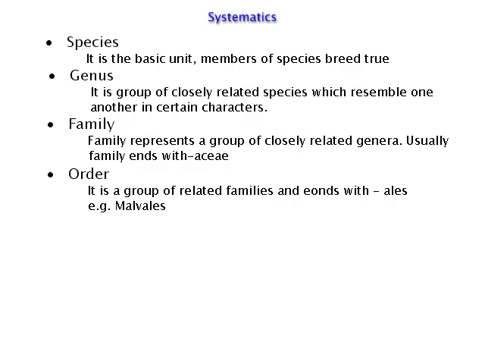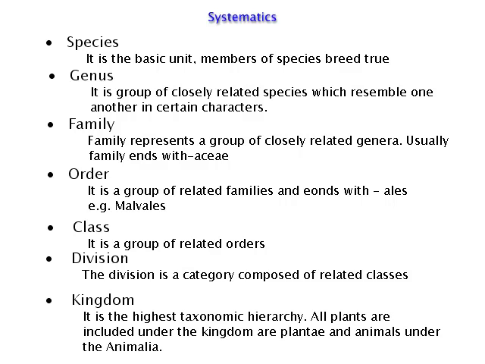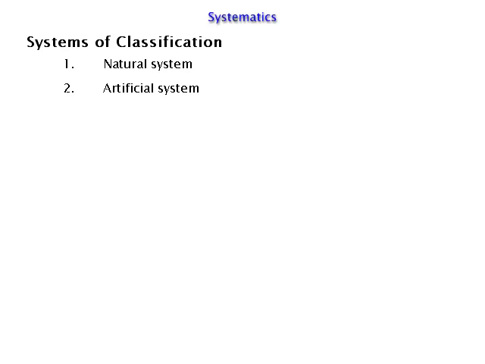For example, Malvales. Class. It is a group of related orders. Division. The division is a category composed of related classes. Kingdom. It is the highest taxonomic hierarchy. All plants are included under the kingdom Plantae and animals under Animalia. Systems of classification. Natural system, artificial system, phylogenetic system.